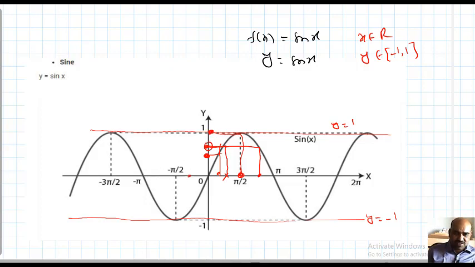Observe here. For this x, the corresponding y is here, which is greater than -1 and less than 1. For this x, the corresponding y is here, which is greater than -1 and less than 1. For this x, the corresponding y equals -1. What is the meaning of that? The y value lies between 1 and -1, including 1 and including -1. So this is the graph. You should remember it.